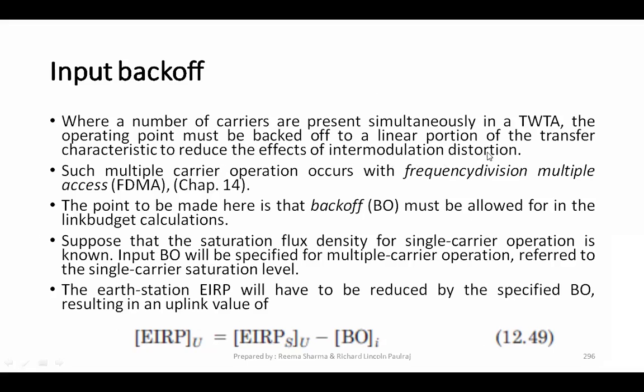So what we have to do is reduce the values of input, and make sure that these values come into the proper range, which means we need proper output values. Since multiple carrier operation occurs with frequency division, multiple operations happen. The point to be made here is that back off must be allowed for in link budget calculations.